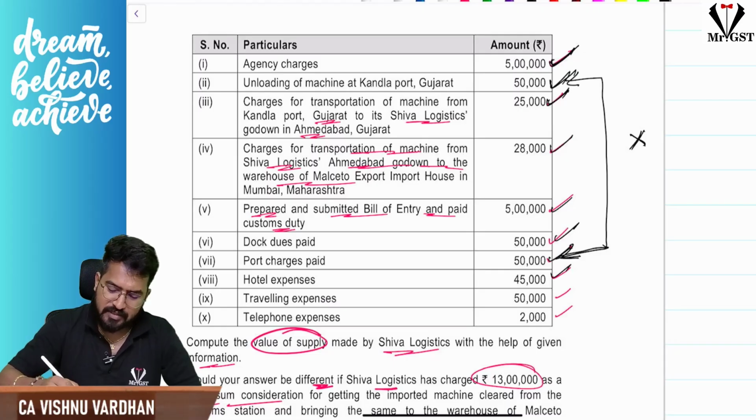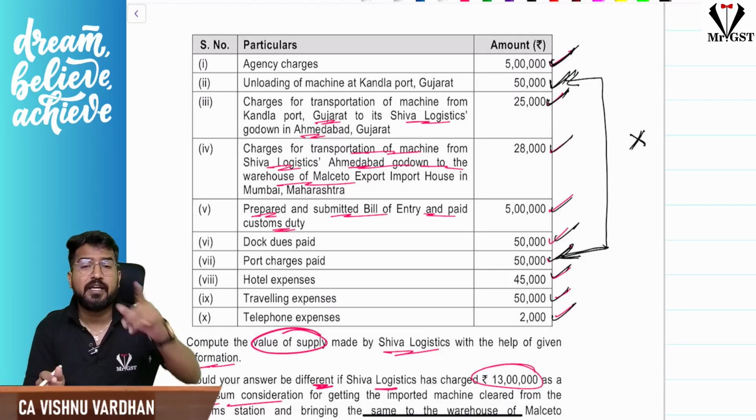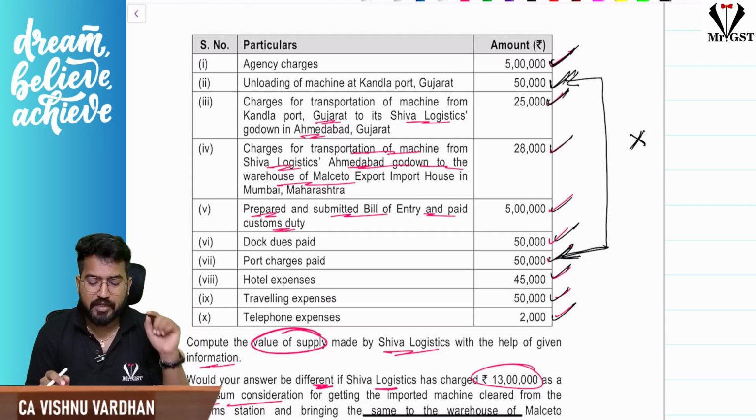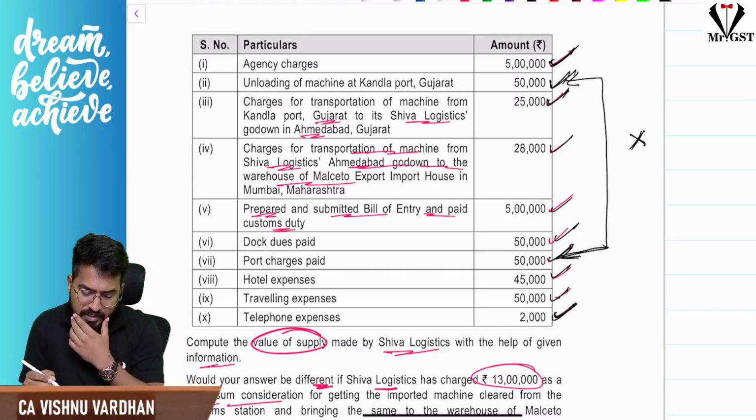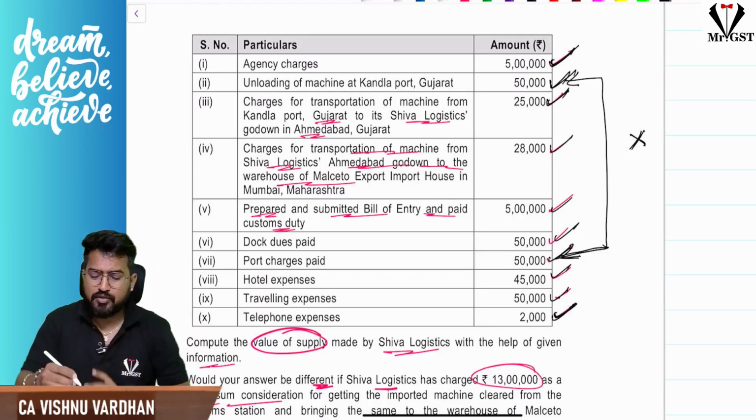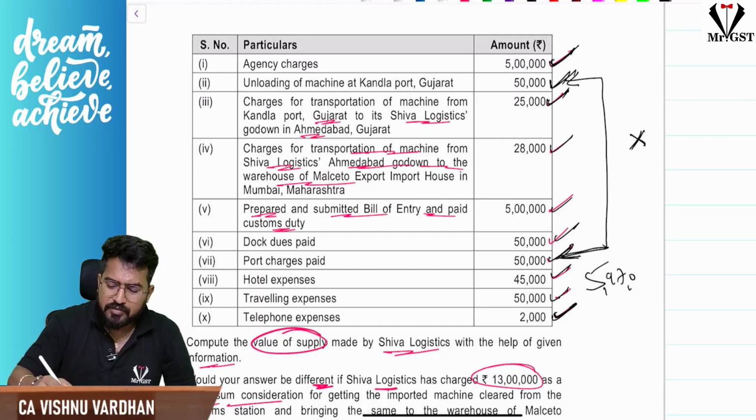Hotel expenses, traveling expenses, telephone expenses, whatever he has incurred, he has not incurred them as a pure agent. Okay, so the value of supply will be 5 lakh plus 45,000, 50,000, 5 lakh 95,000 and 5 lakh 97,000. I guess correct my addition. 95, 97. So 5 lakh 97,000 will be the value of supply.